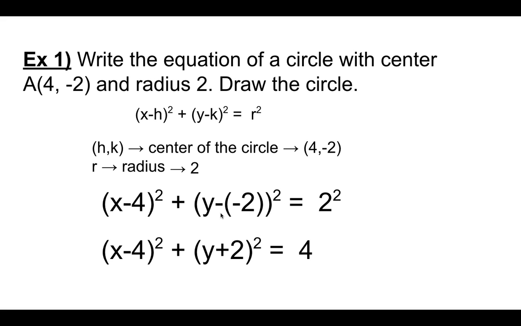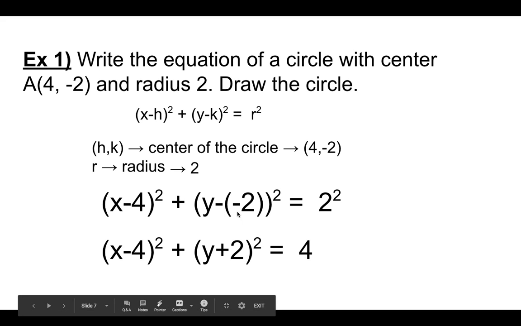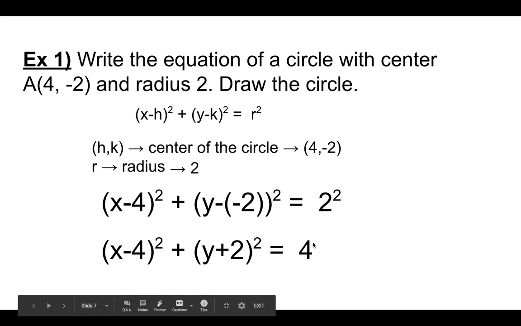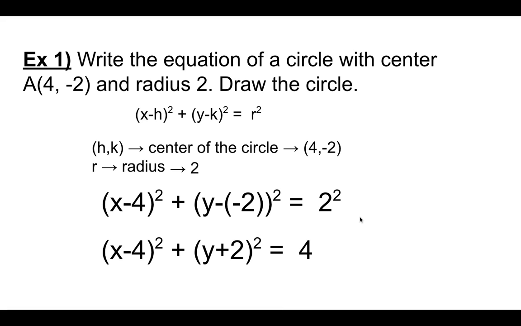And then from here, the only thing that I'm going to do going from this step to the next is, since I have minus a negative, that becomes positive, and then 2 squared is 4. So my final equation is the quantity of x minus 4 squared plus the quantity of y plus 2 squared is equal to 4. And again, this is the general equation. So I'm just going to leave x and y as x and y, because remember, those are just any point that lies on the circle, (x, y).